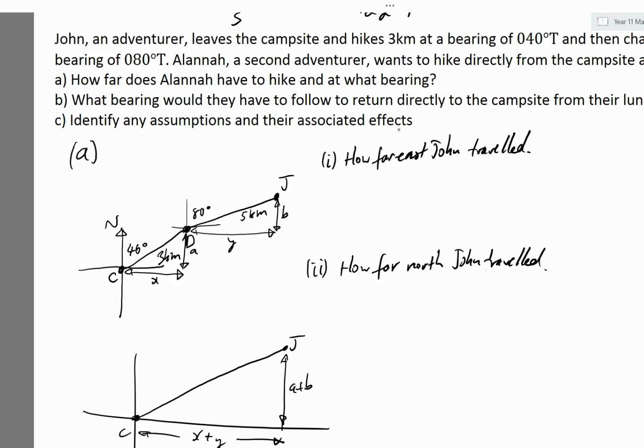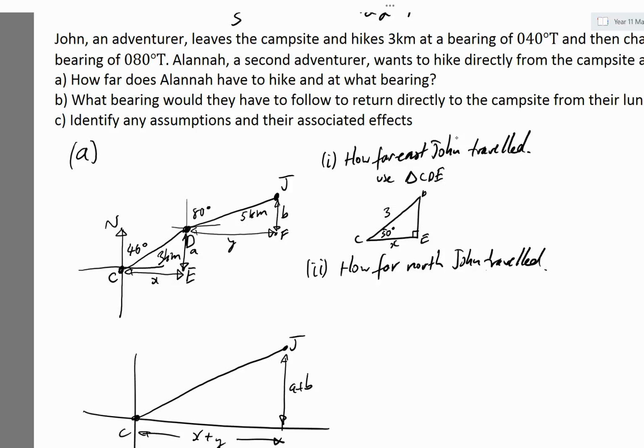So how far east John travelled? Well, I'm going to have all these right angle triangles. I'll call this point E, call this point F. I need to use triangle CDE first. So I'll draw what triangle CDE looks like. That's 40 degrees, so this part in here needs to be 50 degrees. I've got 3 kilometers on top. I'm trying to find that distance.